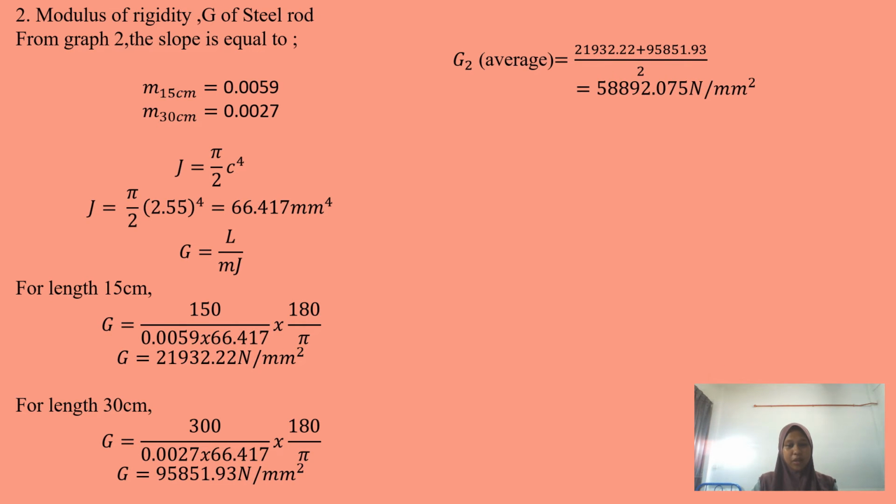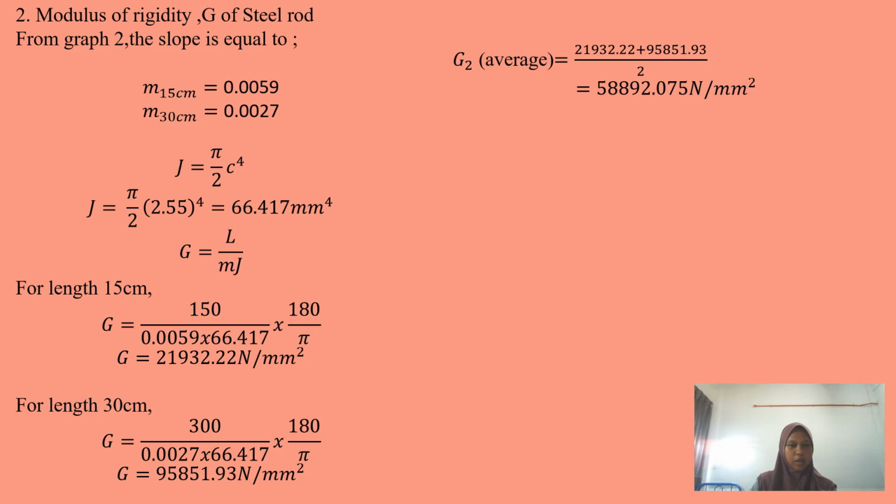After that, we use the same step for the steel rod. From graph 2, we got the slope value for 50 centimeter and 30 centimeter, and after that we calculate the moment of inertia. For the steel rod we get 66.417 millimeter to the power of 4. After that, we calculate the modulus of rigidity for 50 centimeter.